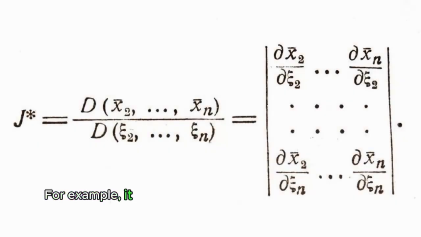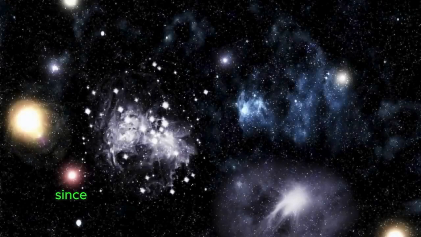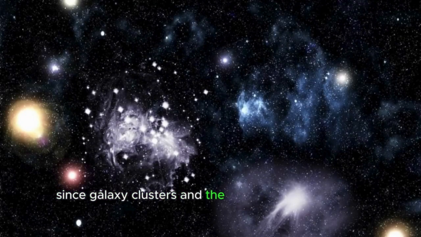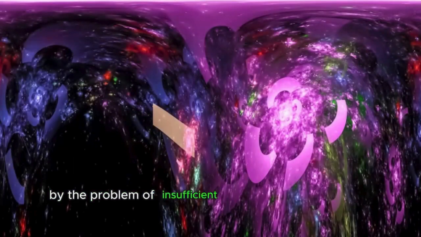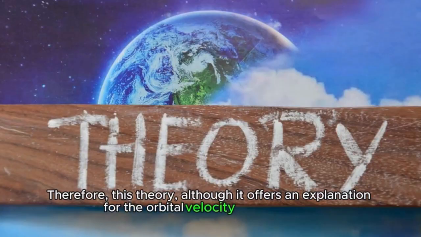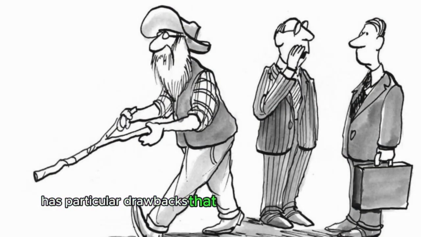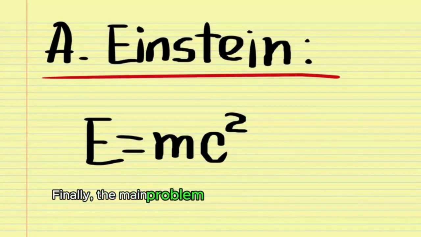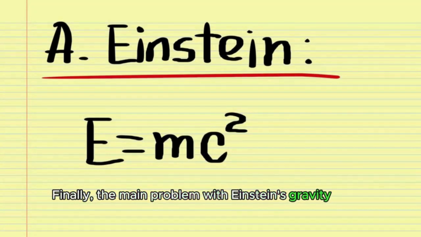For example, it cannot completely exclude the presence of dark particles, since galaxy clusters and the MOND analysis are still characterized by the problem of insufficient mass, which is solved by dark matter. Therefore, this theory, although it offers an explanation for the orbital velocity phenomenon, has particular drawbacks that are still being solved by GR. Finally, the main problem with Einstein's gravity is the inconsistency with quantum mechanics.